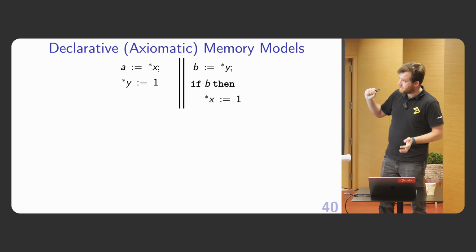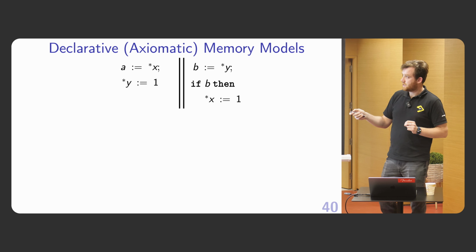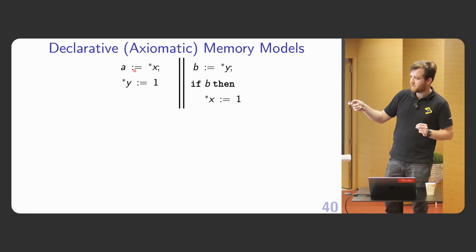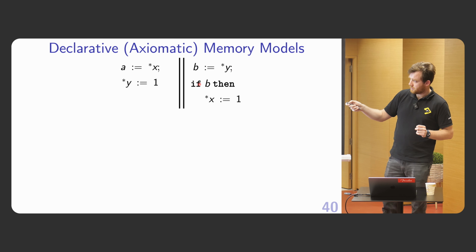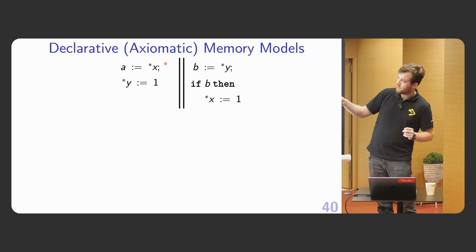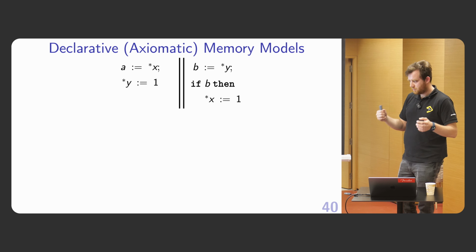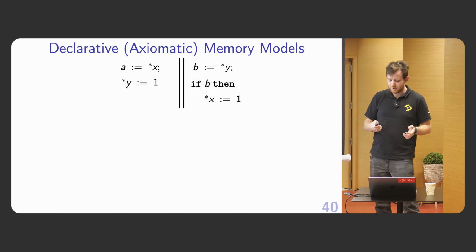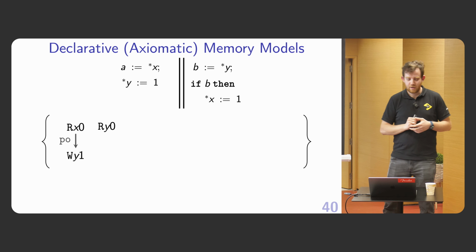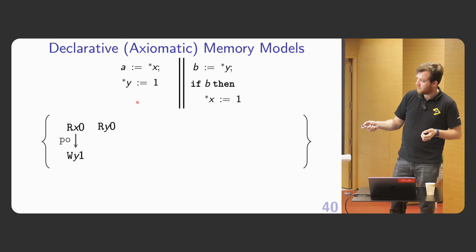But now let's consider a very similar program. The only difference here is that in the left thread we don't have a control dependency, right? In the right thread there is still a control dependency, there is still an if, but in the left we don't have anything. Now let's see how the C++ memory model formalizes possible behaviors of programs. It uses so-called execution graphs. This is one of the execution graphs corresponding to this program.